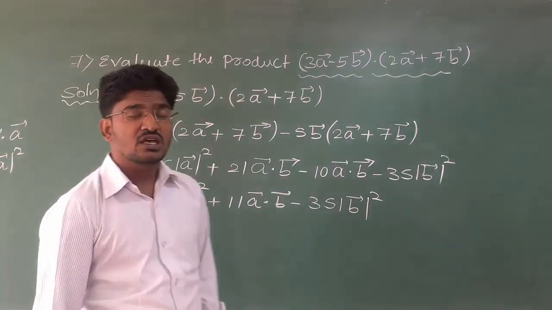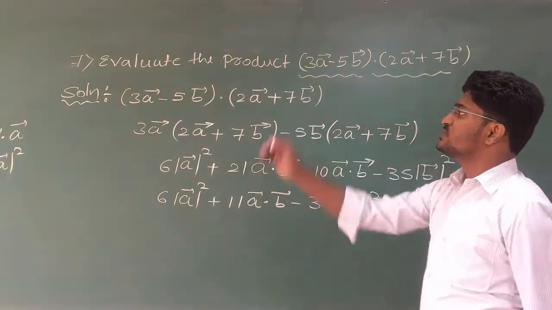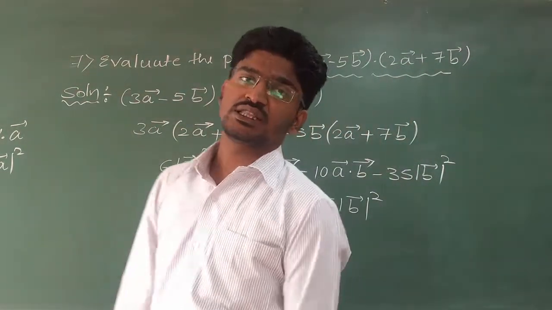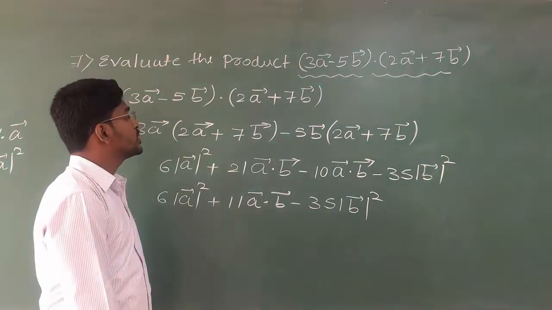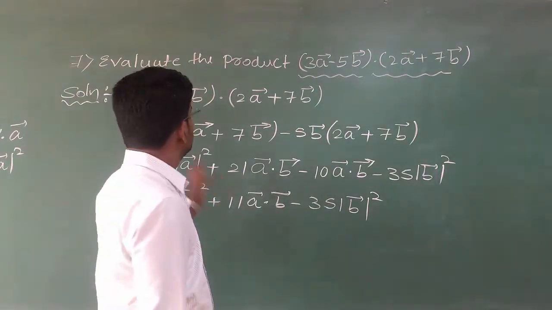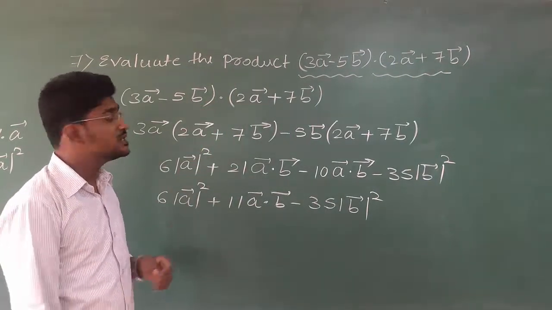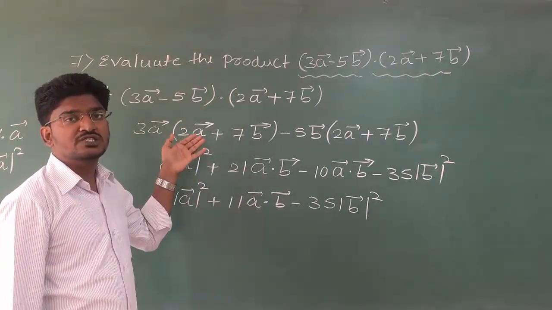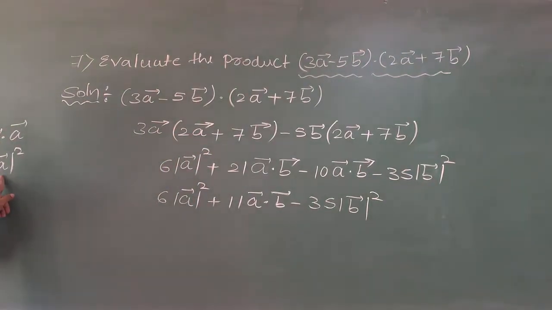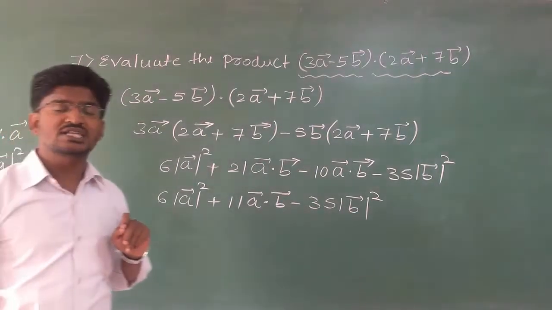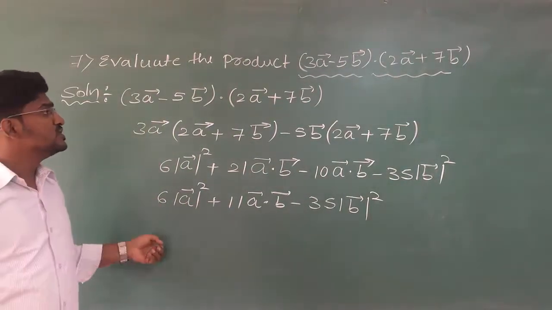I think each and every step is very clear to you all. It is a very simple problem, just a dot product of two given vectors, 3 times vector A minus 5 times vector B dot 2 times vector A plus 7 times vector B. We just multiply these two using the dot product properties, distributing in the first step. Next, you just calculate. You have to remember that vector A dot vector A is the magnitude of vector A squared. So this is your answer.